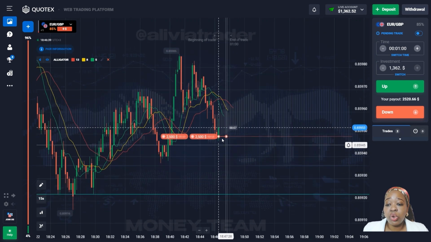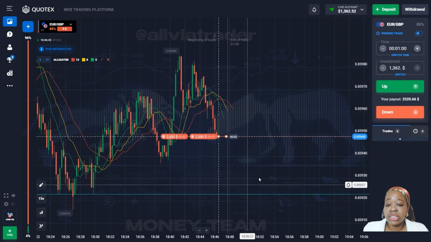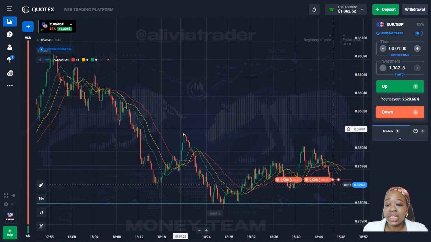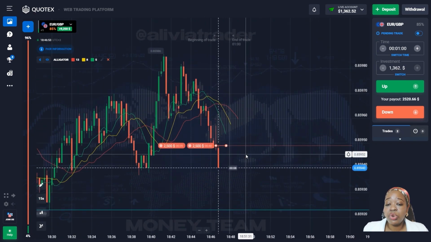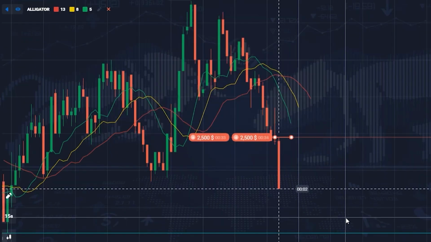Also, there is still a long way from our entry point to the support level. At the same time, you can see the main price maximums of the graph are decreasing. So it's likely that in the near future, the price will continue to move down according to the downtrend and will approach the support level. So let me see how this trade will close.